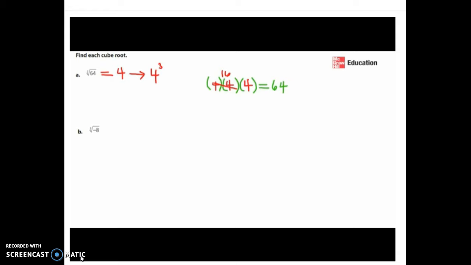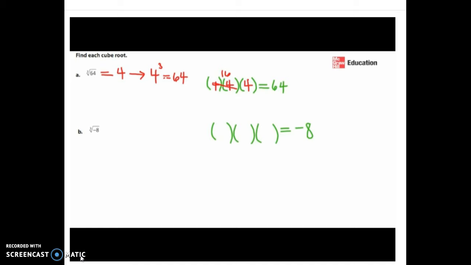And again, the reason is because 4 cubed is equal to 64. Part B, the cube root of negative 8. Once again, we're looking for the number which, when multiplied by itself 3 times, is a negative 8.